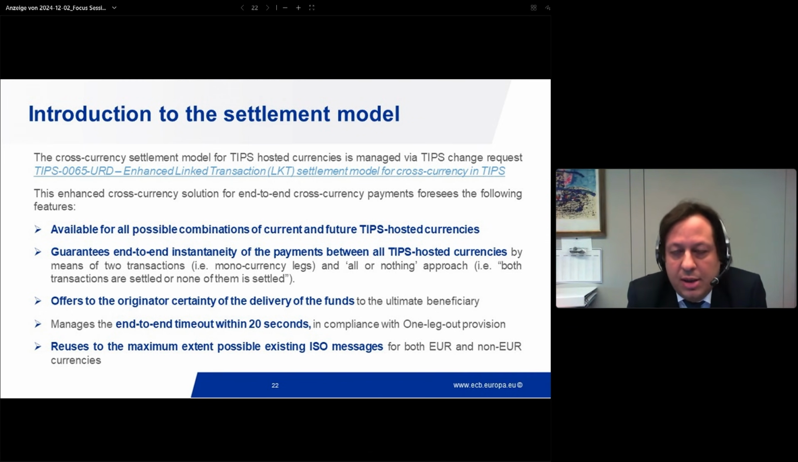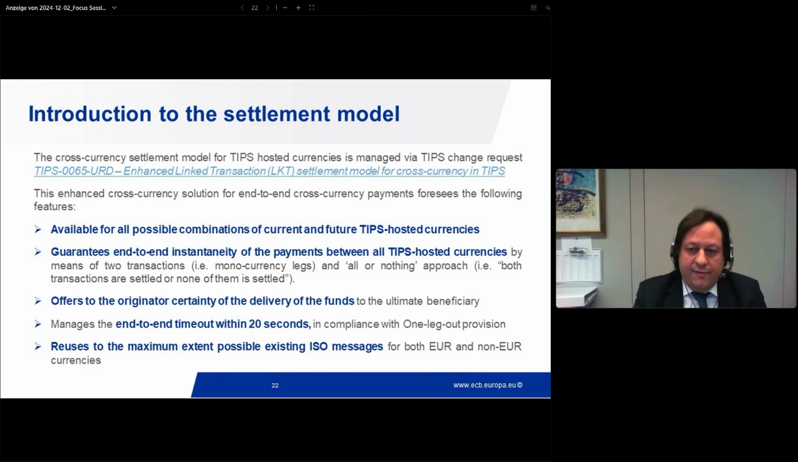It's a settlement model through which, for all the transactions involving TIPS hosted currencies, we ensure complete end-to-end instantaneity of settlement by splitting the end-to-end cross-currency transaction into two single currency legs, which are settled individually following a payment versus payment approach, meaning that either both of them will be settled or none of them will be settled in order to avoid credit risk.